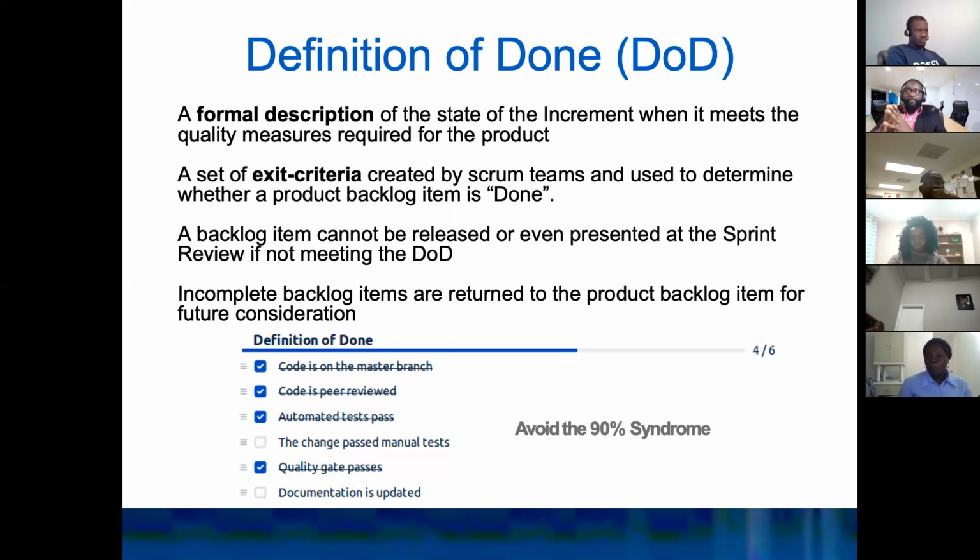So every time you're completing an item during your sprint, you need to make sure that all the items or the criteria in your definition of done are checked, are completed, before going ahead and releasing your product increment. Okay. Any questions?